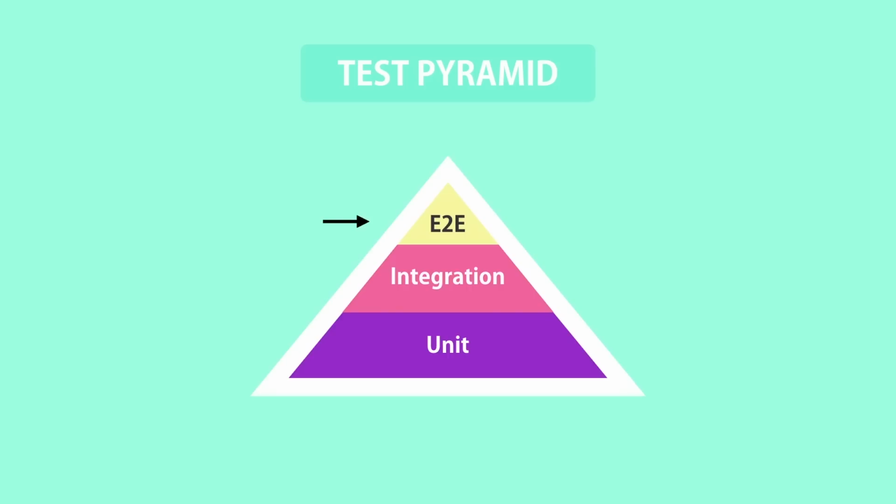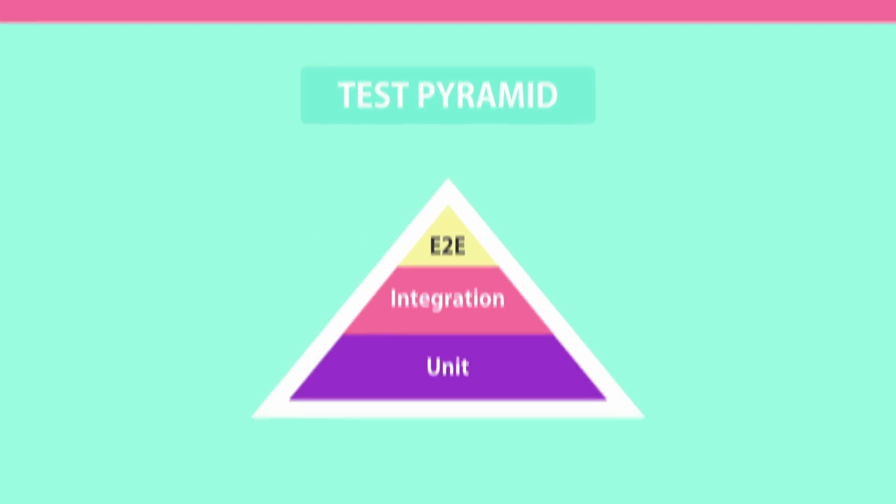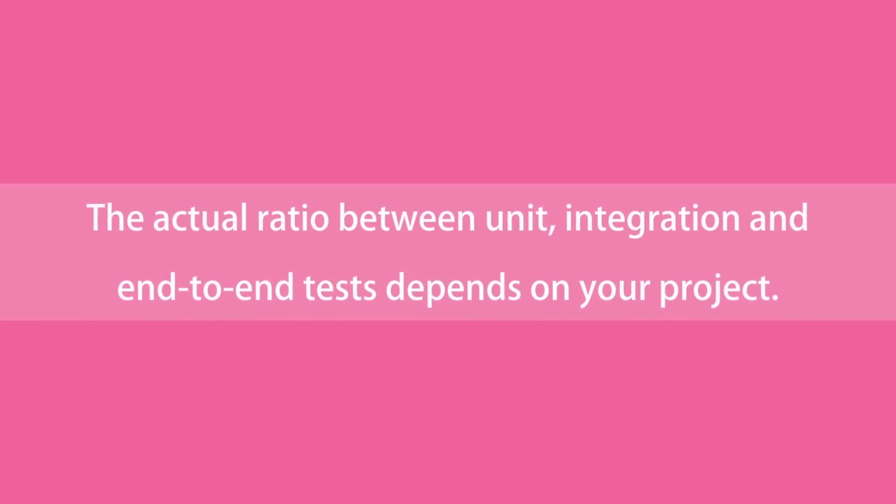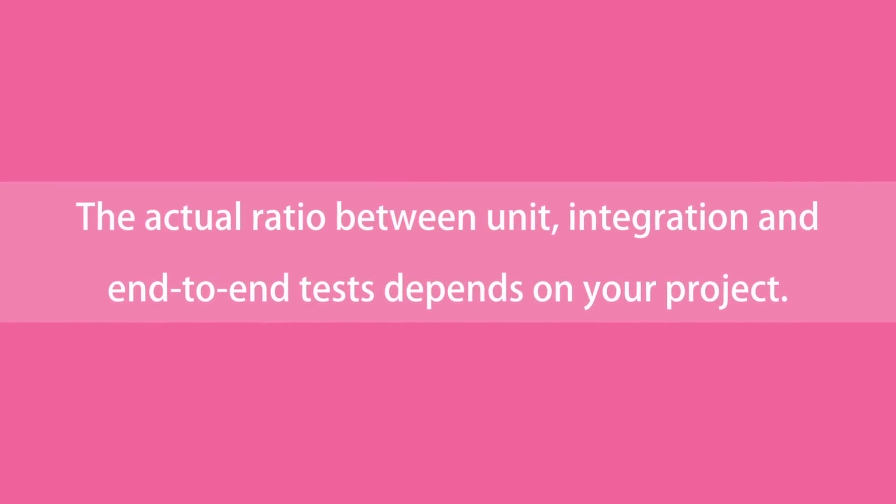You only test the happy path and leave the edge cases to your unit tests. Now, this pyramid is just a guideline. It's not a hard and fast rule that you need to follow in every application. The actual ratio between your unit, integration, and end-to-end tests really depends on your project.